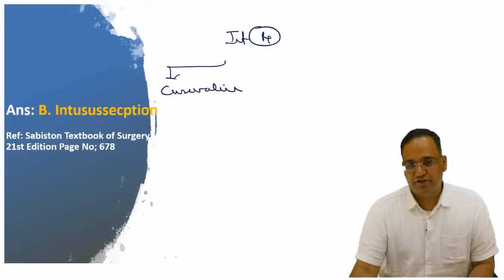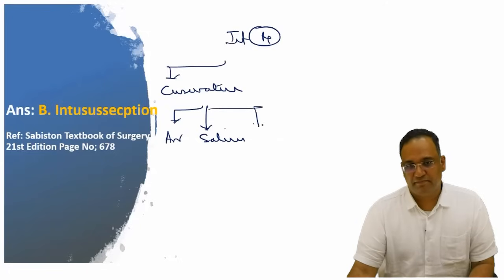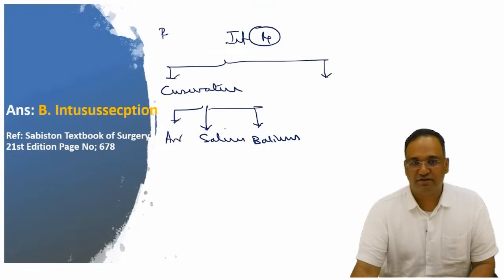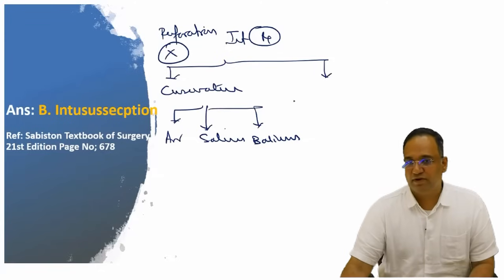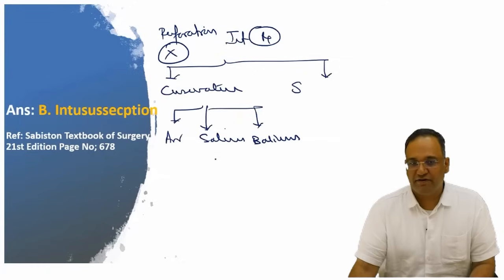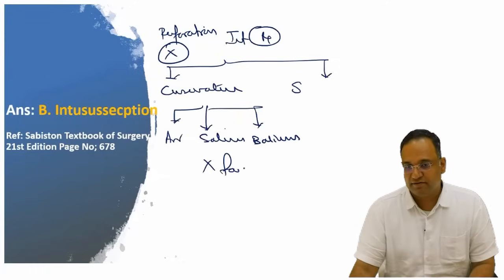The conservative management could be air, saline, or barium to reduce. But you don't do the conservative method if there is a sign of perforation. If there is any sign of perforation, rigidity, guarding, don't do it. And if it is not possible, if it has failed, then go to surgery.